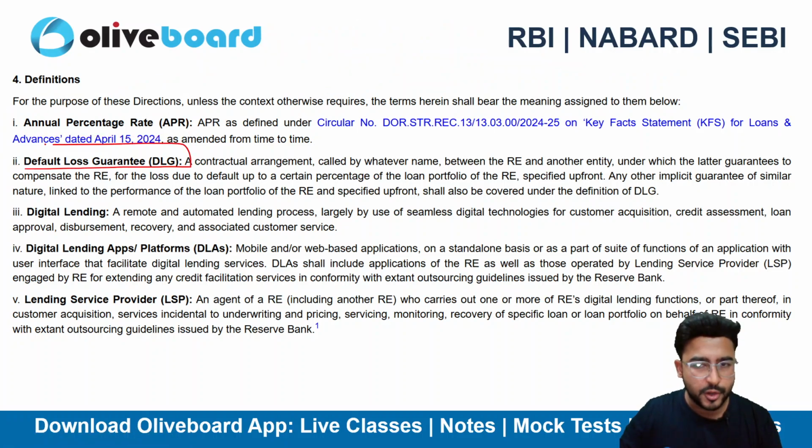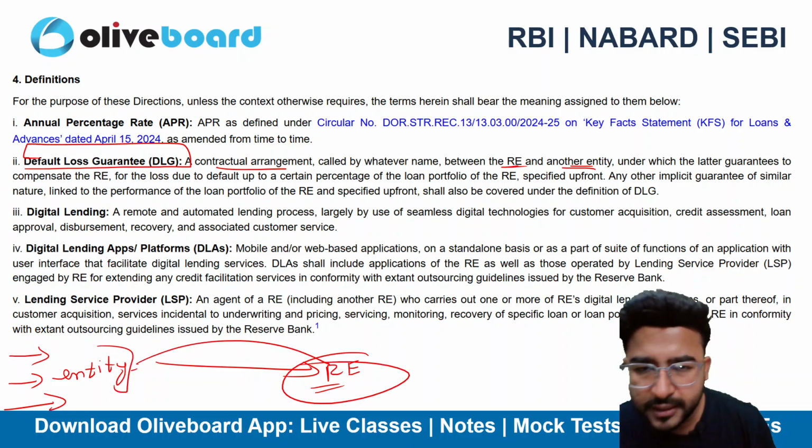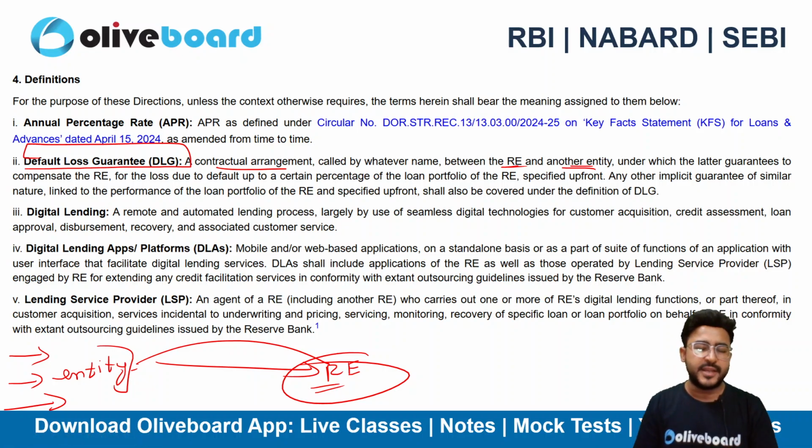What do you mean by default loss guarantee? Let's suppose it's a contractual agreement where RE and another entity, let's suppose an entity is bringing the customers to RE. Now the entity is giving RE a default loss guarantee, ki if these customers won't pay you, or in case you face any kind of credit risk in the future, I will compensate you definitely. So that's a kind of guarantee. That's a default loss guarantee, right?